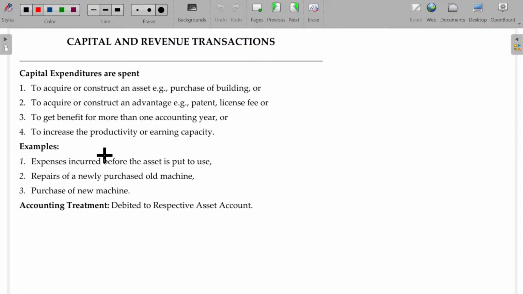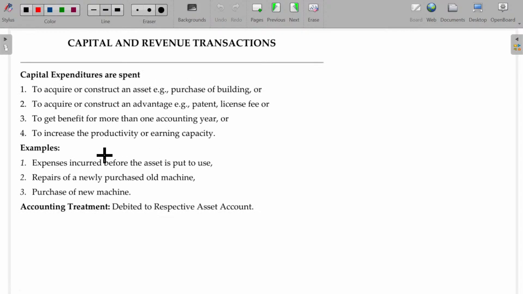Very, very important. Two aspects are most important. One is concepts, another one is capital and revenue transactions. Now we'll be moving on to capital and revenue transactions.